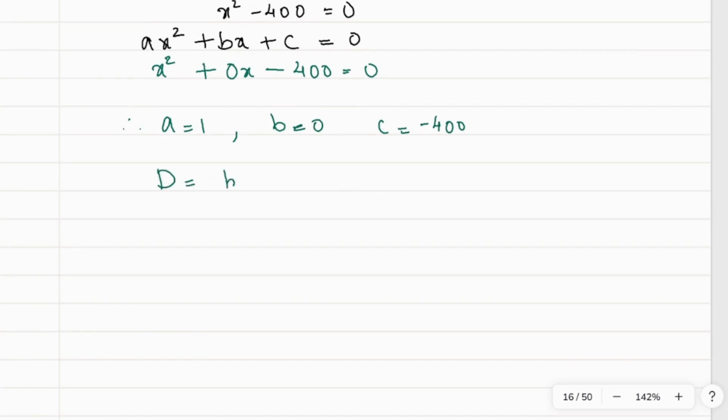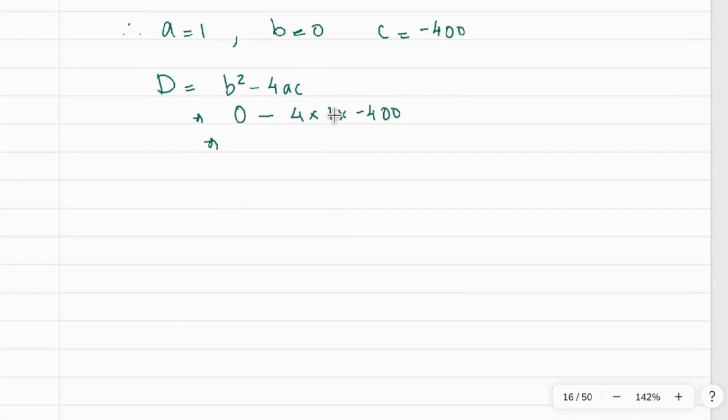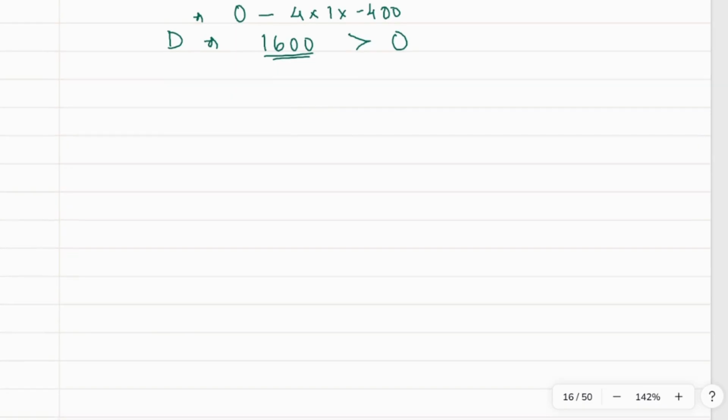Therefore, let me insert this in our equation. What's the value for d? d equals b square minus 4ac, which is 0 minus 4 into 1 into minus 400. Minus into minus is plus, 4 into 4 is 16, that is 1600 will be the value for d. Here you can see that d is greater than 0, right? Therefore, we will be having real roots. From here I can tell that the equation is having real roots, right?